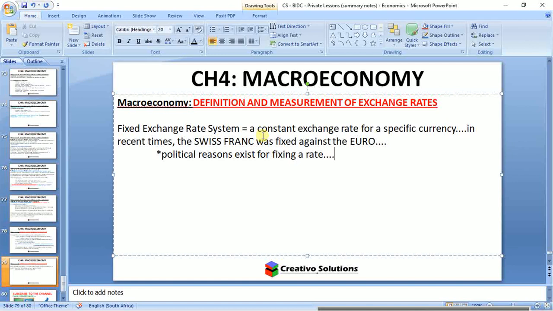Okay, so political reasons exist for fixing a rate. We don't know why certain countries fix rates. They have different reasons for doing it. Switzerland had certain reasons for pegging the currency against the euro. It was mainly because of political issues, inflows of money. Maybe just to add that as well, inflows and outflows of currency.